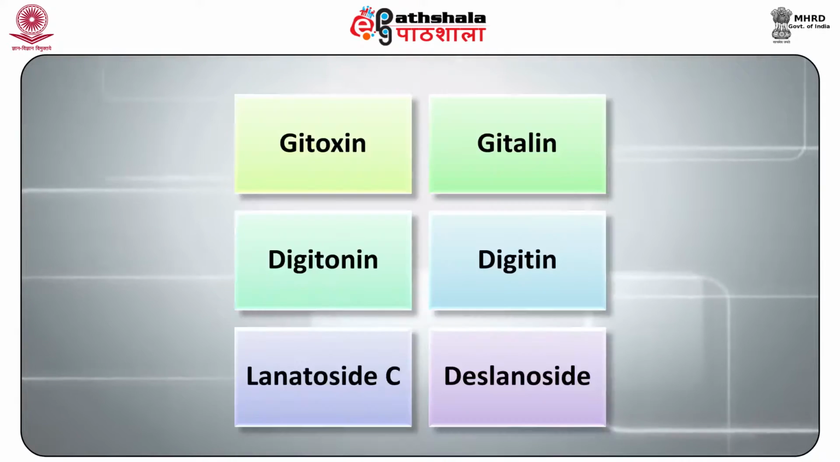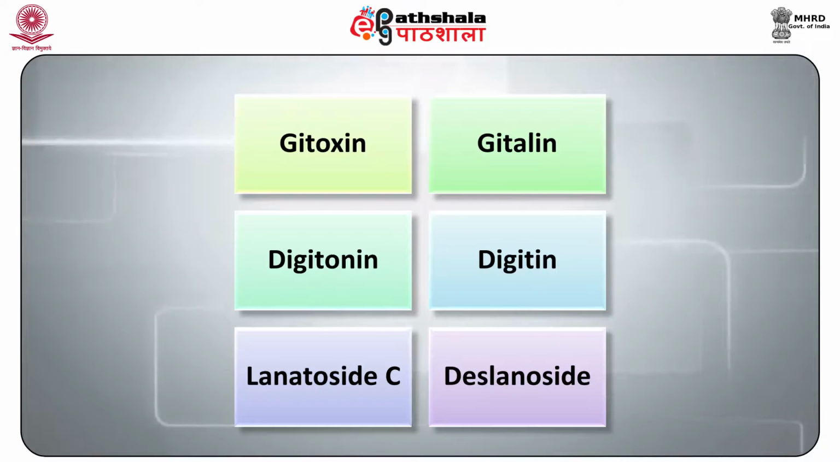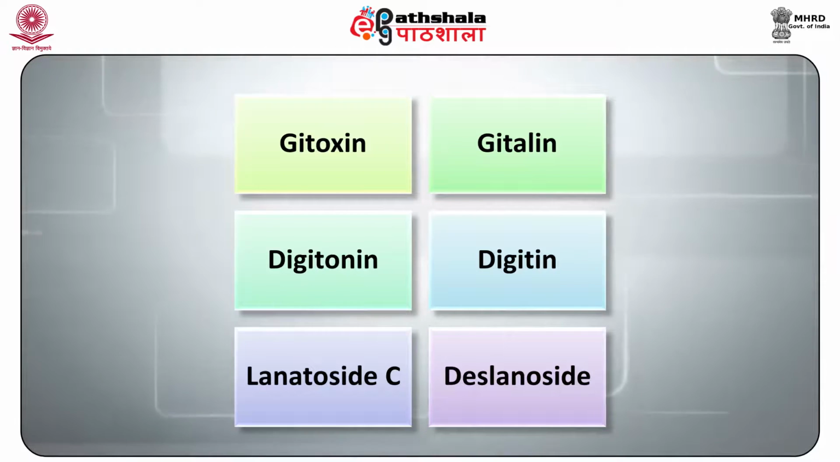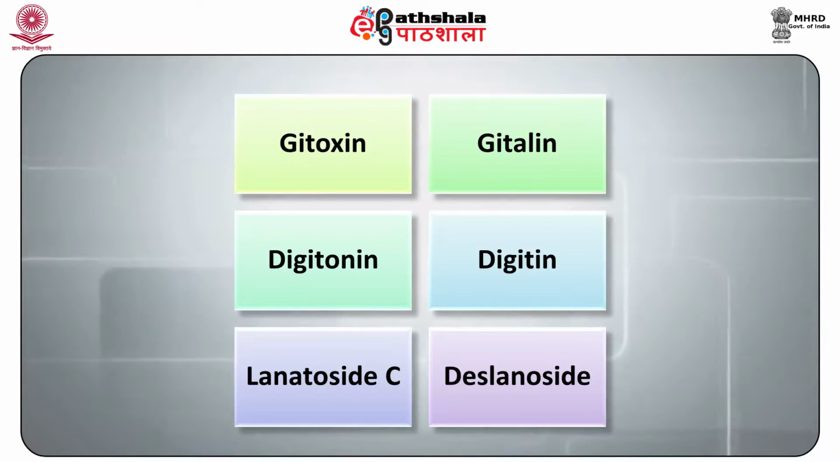Leaves constitute the main source of glycosides, which are digoxin and digitoxin, the most widely used cardiac glycosides. Other less commonly used glycosides include gitoxin, gitalin, digitonin, digitin, lanatoside C and deslanoside.